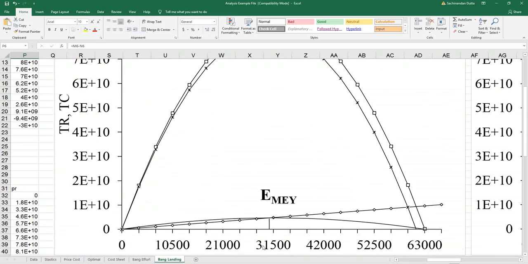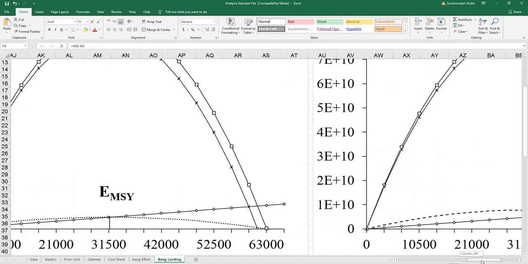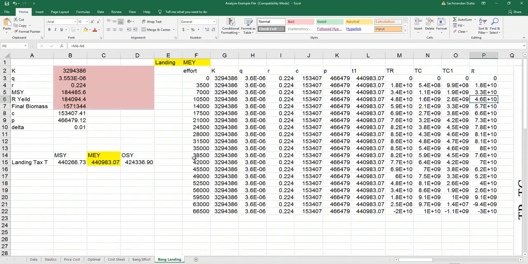Effort MEY for the landing tax will be almost 30,000 around. For MSY it is almost 31,500, and for open access equilibrium, optimal sustainability, almost 42,000. So this is the way you calculate effort MSY and effort MEY, and with different discount rates, what the optimal stock, biomass, and effort will be. This is the bioeconomic model of a particular fishery.